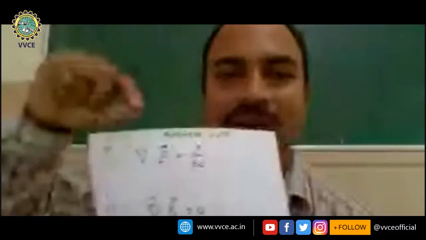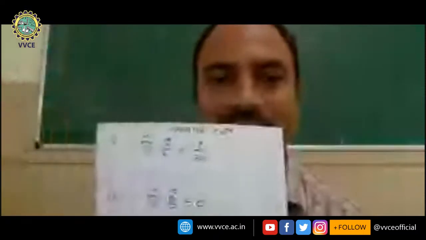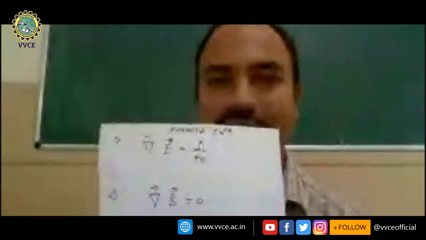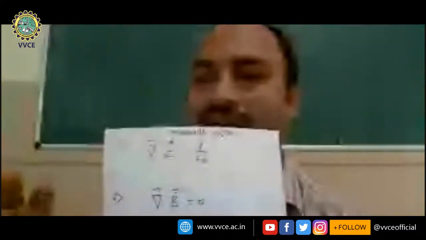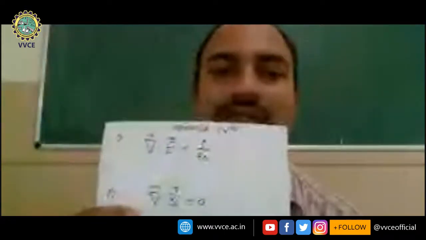The second one is also related to divergence, this del dot. You can observe del dot: divergence of magnetic field is 0. You know that magnetic field lines always form closed loops, right? There are no magnetic monopoles. We cannot have an independent, single magnetic charge. That's why divergence of magnetic field is always 0.